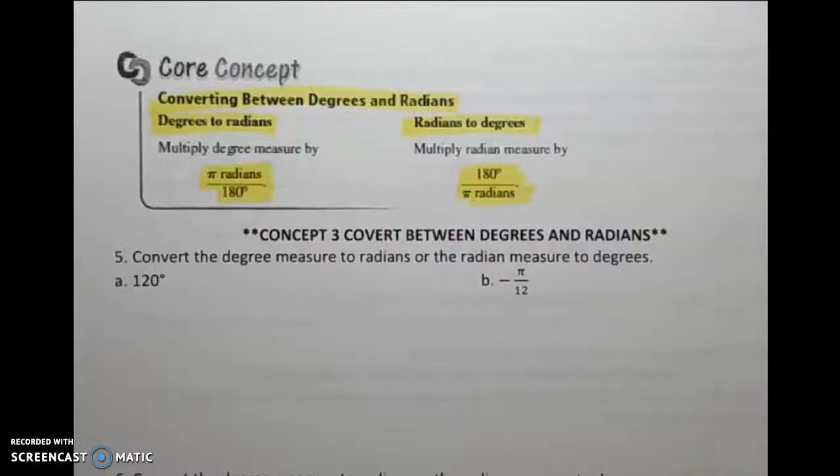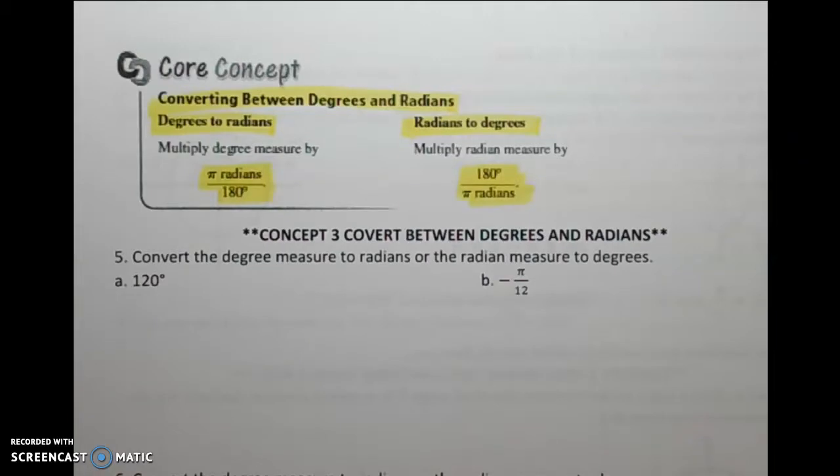Last concept for notes 9.2 is converting between degrees and radians. To convert from degrees to radians, you're going to multiply degrees by the measure of pi over 180 degrees. To change from radians to degrees, you're going to multiply the radian measure by 180 degrees over pi radians.